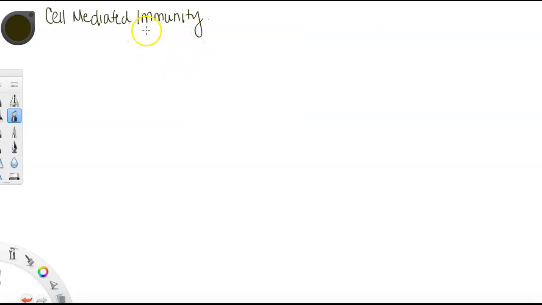All right, so cell-mediated immunity, if you remember, we did the overview with the cells. The target for cell-mediated immunity is going to be intracellular pathogens. So intracellular pathogens, we're talking viruses, we're talking cancers, things that are going on inside of a cell, not floating around like a bacteria in the extracellular fluid.